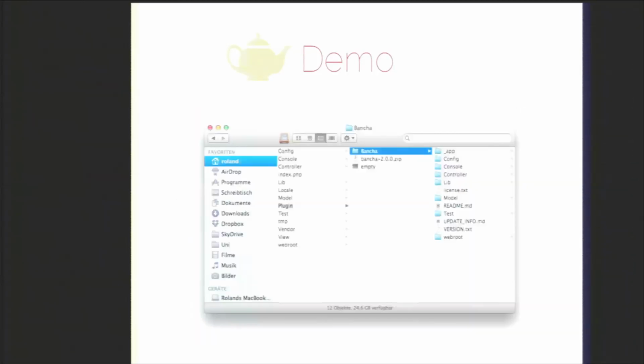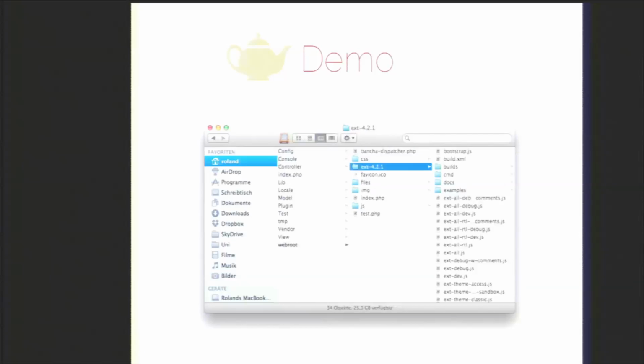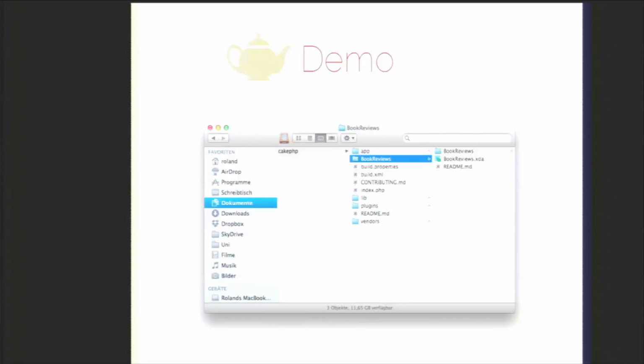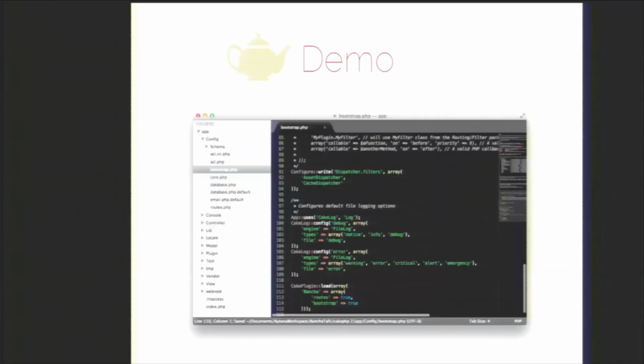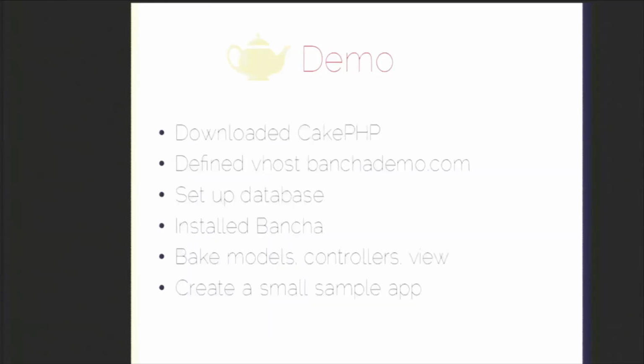Then I download Bancha, put in a plugins folder. There's one file, which is called Bancha Dispatcher, which you have to move to web root. And I also download ExtJS and download the sample project, which you already saw. Activate Bancha and use the Bancha paginator. Okay, so that's set up.